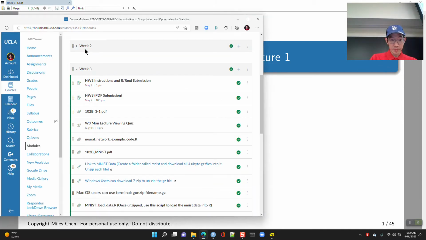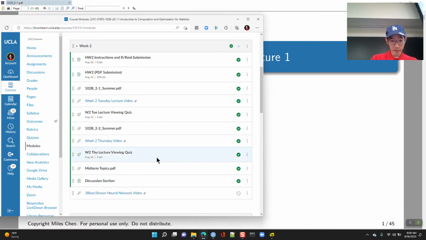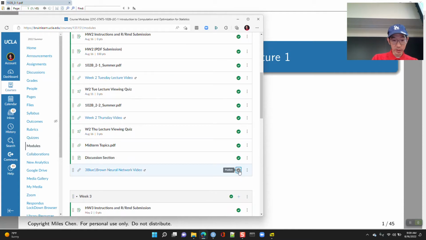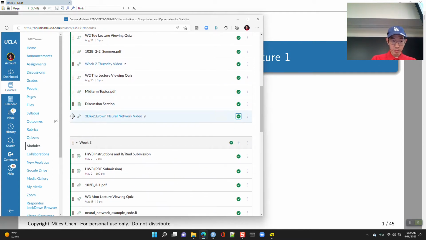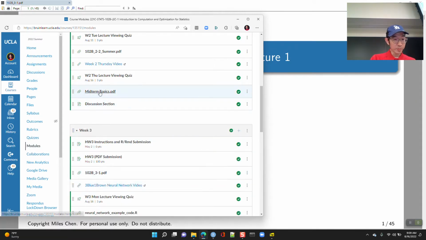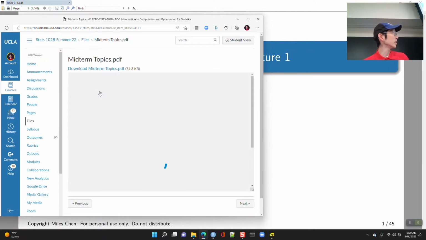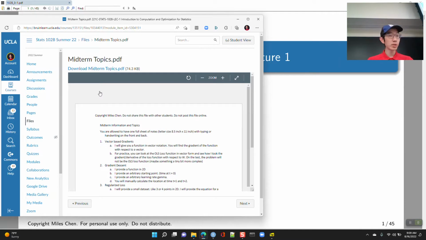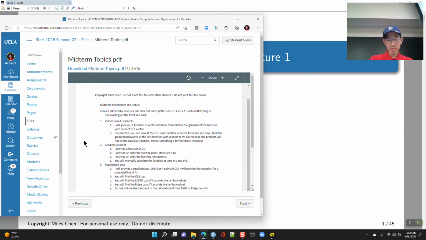Before I get started, I believe you are all aware of the midterm exam, which is in 2 days. I posted this document on Thursday of last week, and it is still correct and true. You are allowed to have one full sheet of notes with typing or handwriting on the front and back. Also, you will definitely need a calculator, so I want to make sure you bring a calculator to class.